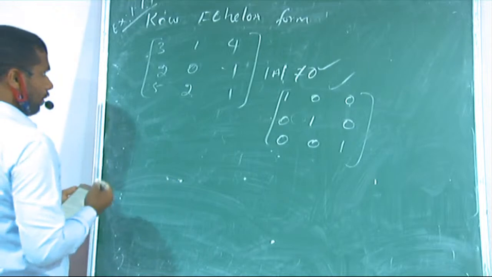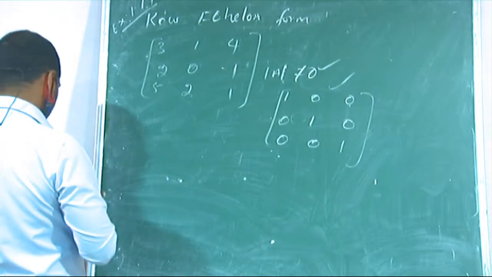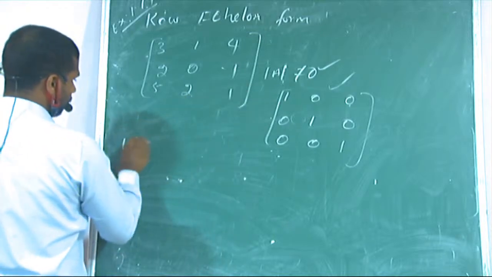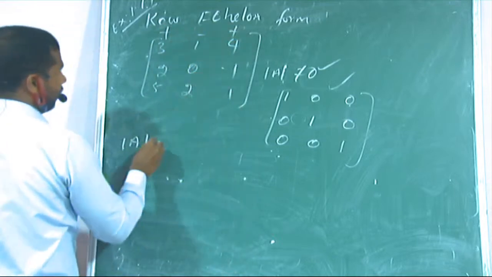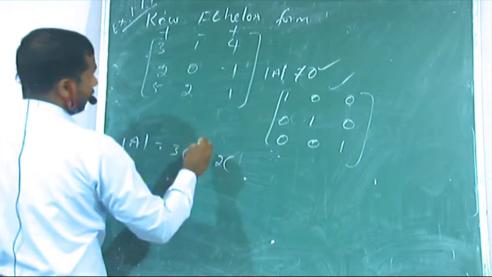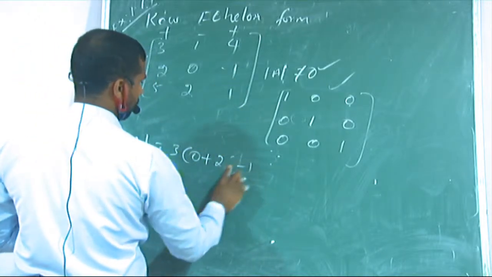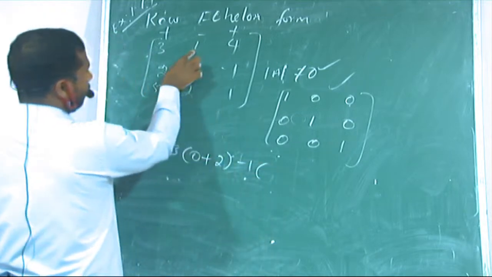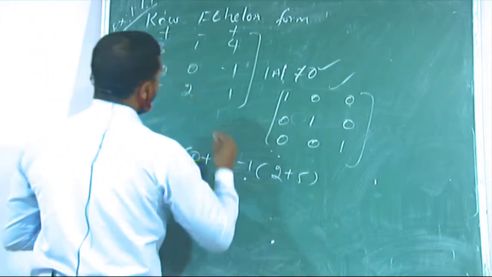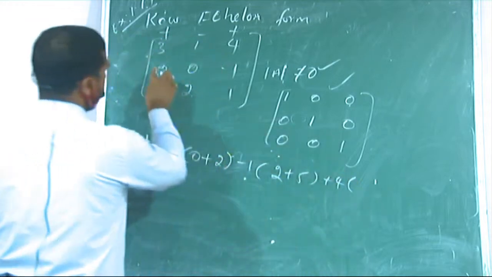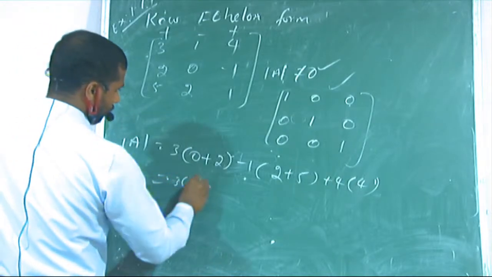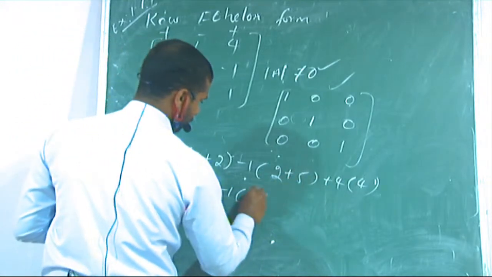Okay, first condition, non-singular. Non-singular means what will happen? What we have to do to prove the non-singular term? So determinant of A, signs convention plus minus plus. Then 3 into 0 into 1 means 0, then cross multiply plus 2. Next term, minus 1: if you skip the row and column of 1, we get 2 into 1, 2, 5 into minus 1, positive 5. Next term, plus 4: 2 into 2, 4, cross multiply 0 is there. Therefore, 3 into 0 plus 2 minus 1 into 2 plus 5 is equal to 7.